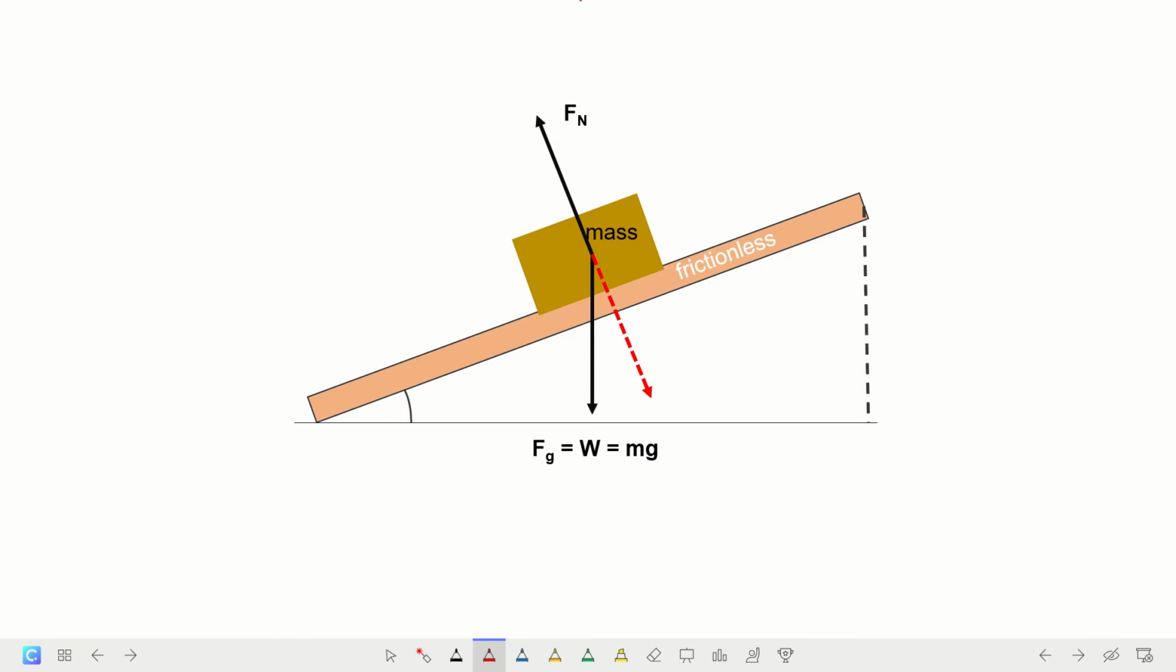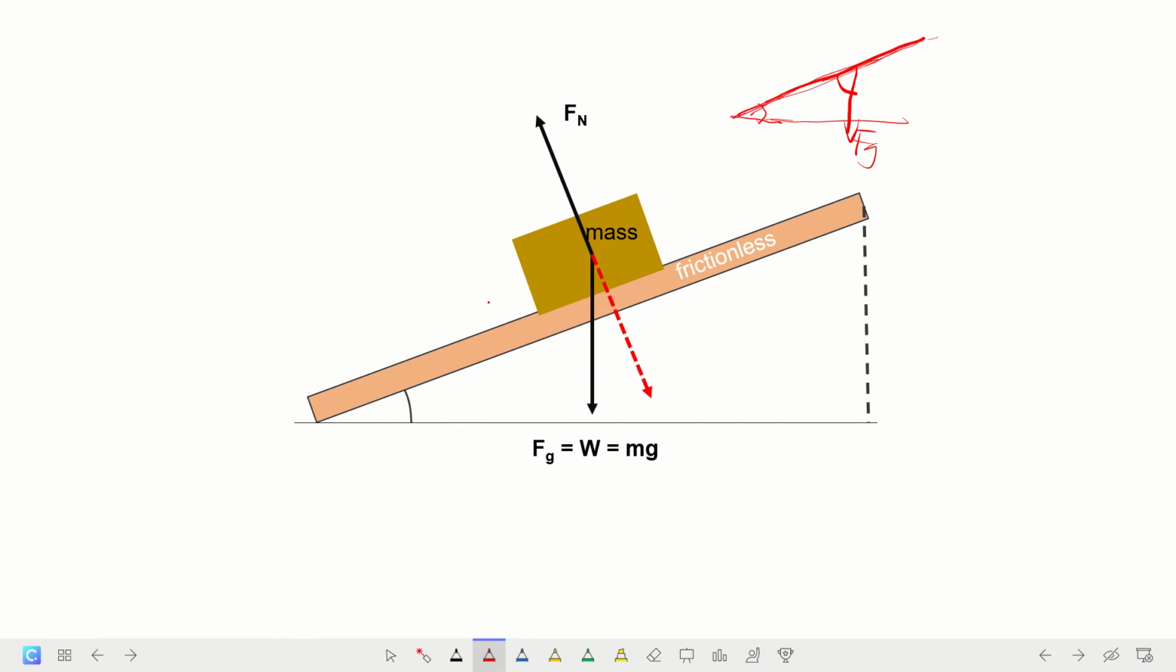Okay, so for example, ito yung ramp natin. And then this is the force due to gravity. So yung ramp natin, di ba, is at an angle. So of course, makikita natin that the force due to gravity is also at an angle with respect to the ramp.